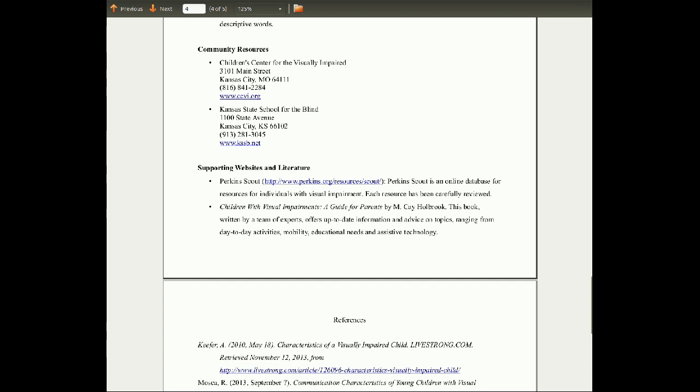A great book that I found online is called Children with Visual Impairments: A Guide for Parents. Now, this book is really cool because it's been written by a team of experts. It offers up-to-date information. It offers a compassionate view of children with visual impairments. Lots of advice on many, many different topics, ranging from day-to-day activities, mobility, educational needs, assistive technology. Overall, I think it's a really good book to check out.